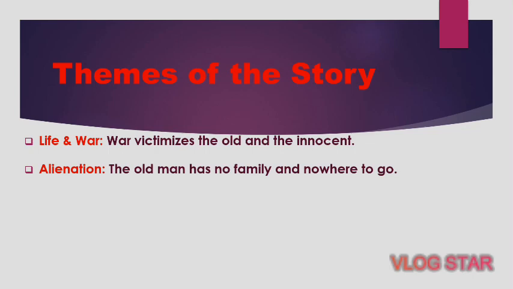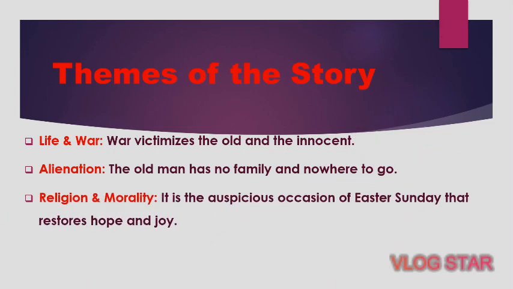The second theme is alienation or separation. Throughout the story, we come to know that the old man doesn't have any family and is neglected, thrown outside the world around him. He has no family and nowhere to go. The only thing he had was his animals. He repeatedly says that he was taking care of his animals. His family consisted of only a cat, 2 goats and 8 pigeons and nothing else.